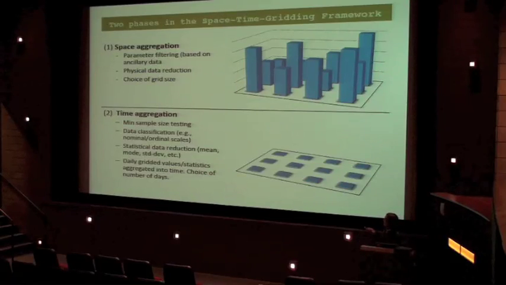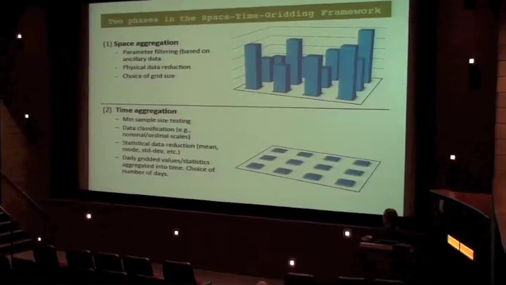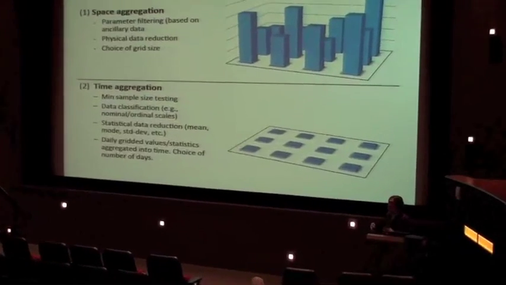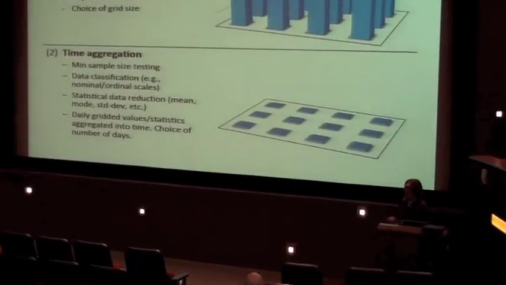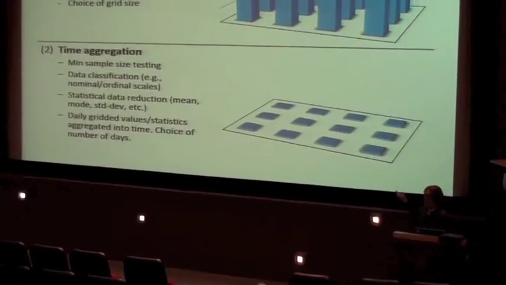And then you can, as a user, choose the grid size. It can be any size. It doesn't have to be fixed. So this is what you have. And then in the time aggregation, this is when you reduce this histogram to one single value. But you can do, for example, minimum sample size testing to make sure you have significant sample size. You can do declassification. You can really do data exploration once you have this grid.